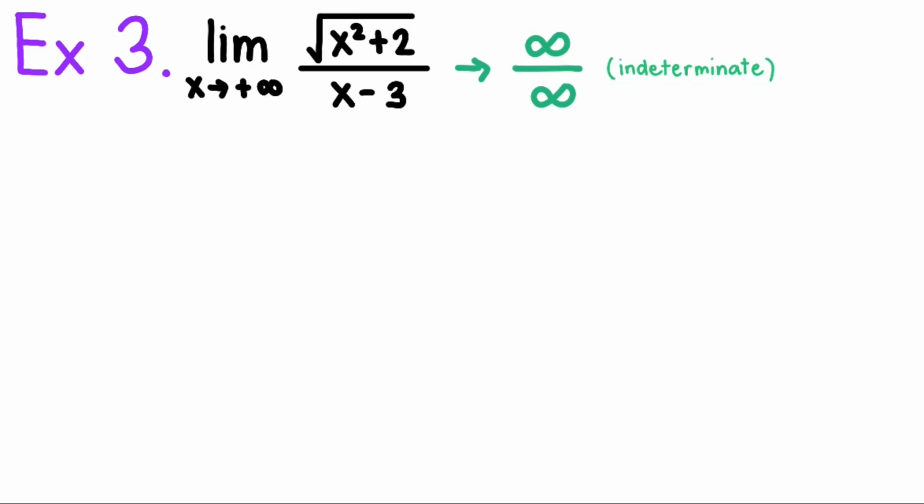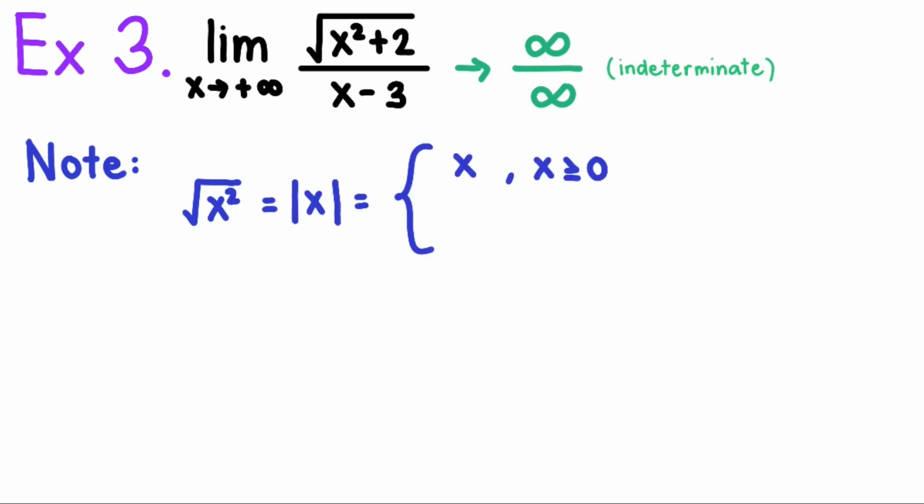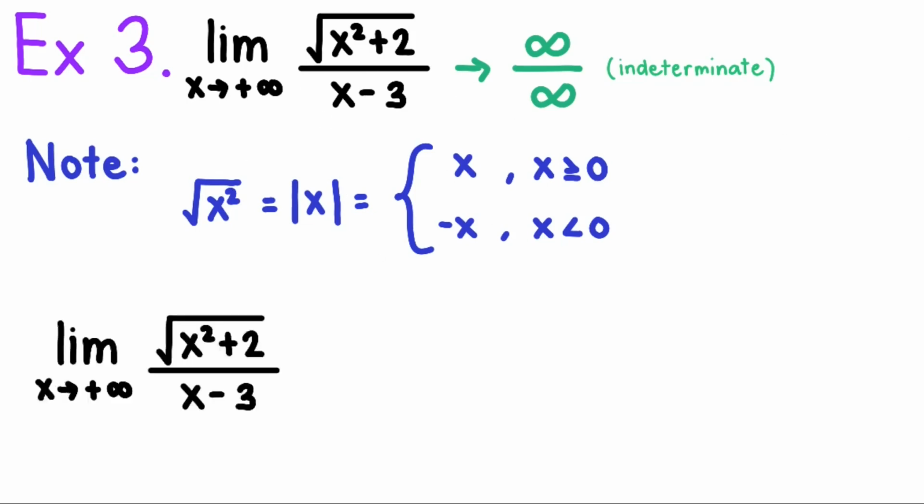So to solve this, first take note that if we try to find the square root of x squared, this is equal to not only x but rather absolute value of x, or that is, we have x if x is greater than or equal to 0 or non-negative, or negative x if x is negative or x is less than 0. So we'll use this idea in answering this problem. So I just copied it out here.